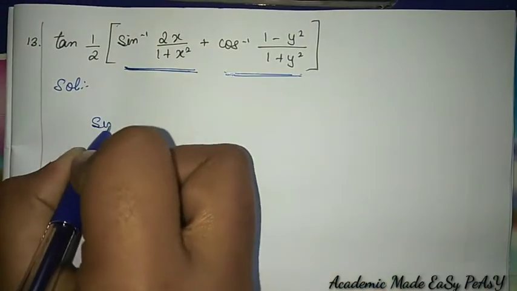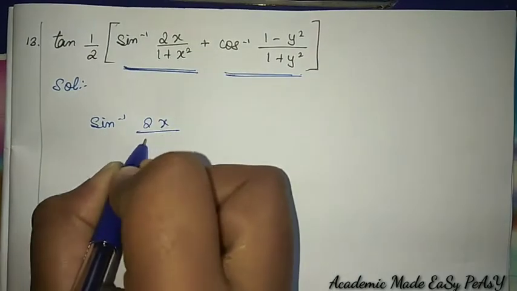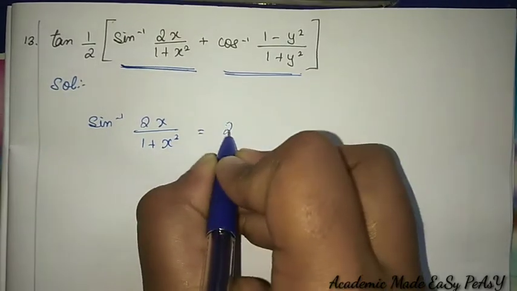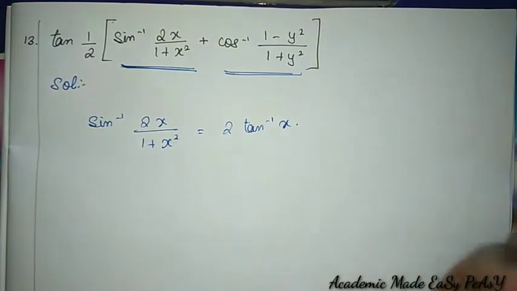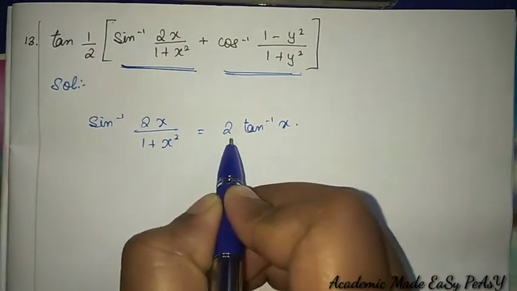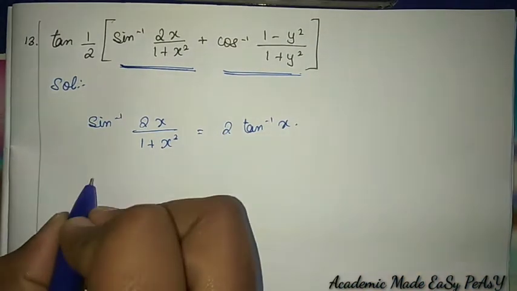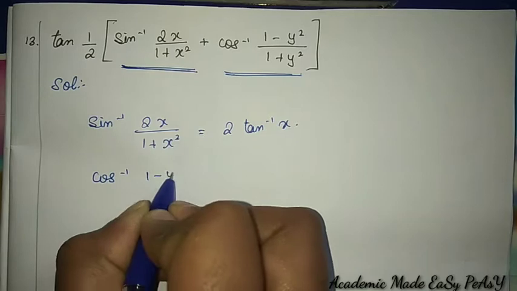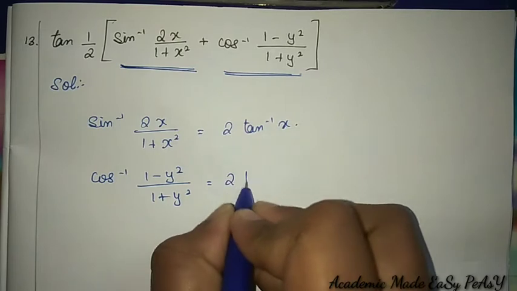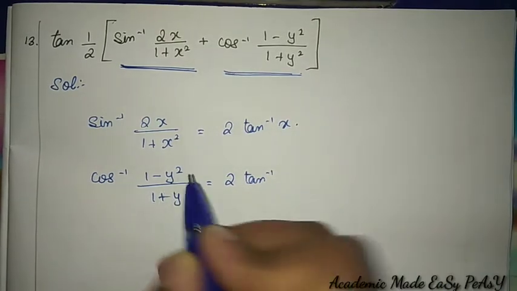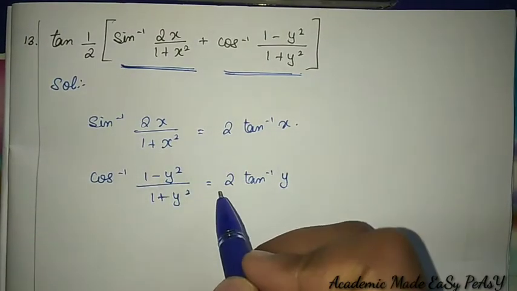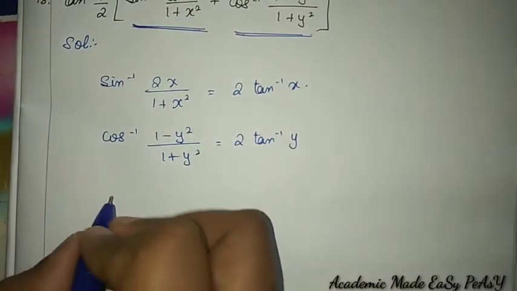Taking only sine inverse 2x by 1 plus x square, this is 2 tan inverse x, as we have already learnt in the formula. Also we have learnt that cos inverse 1 minus y square divided by 1 plus y square is equal to 2 tan inverse y, since I have y here; if not, I would have x. This is directly given, so I will just substitute and write.